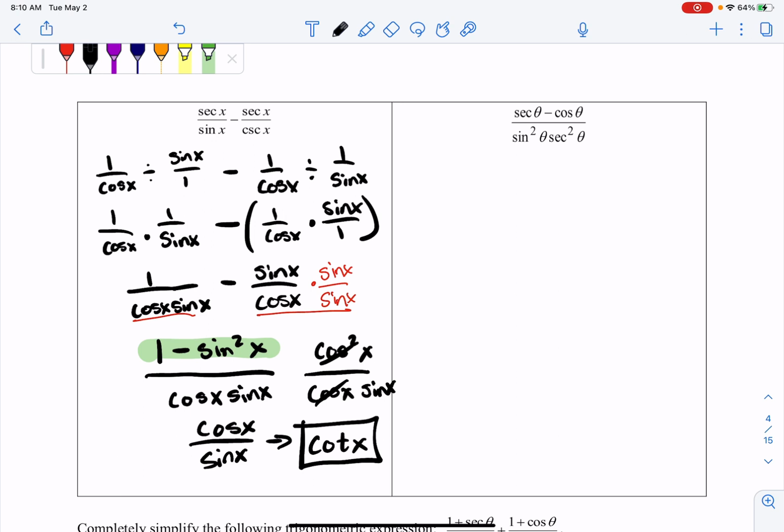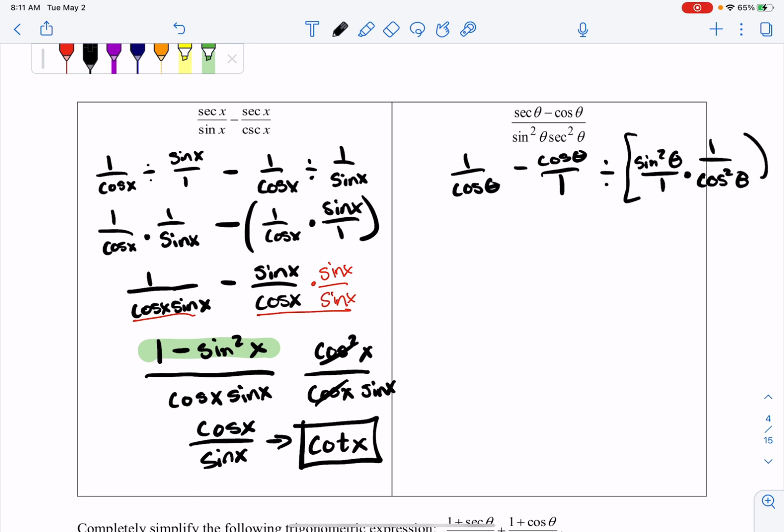All right, this next one, same idea. We want to tackle these pieces and separate them into sine and cosine. So again, secant is going to become 1 over cosine theta minus, I'm going to put cosine theta over 1. Again, I'm going to have to get a common denominator, deal with that whole business. And then divided by everything that's happening over here, sine squared theta, I'm just going to leave alone for now. And it's being multiplied by secant squared theta. And we know that secant squared theta is the same as 1 over cosine squared theta.